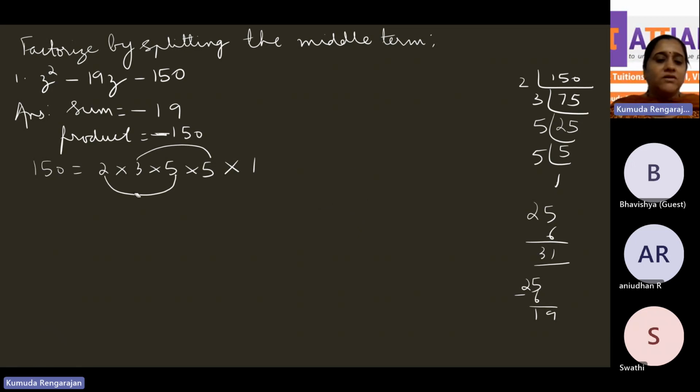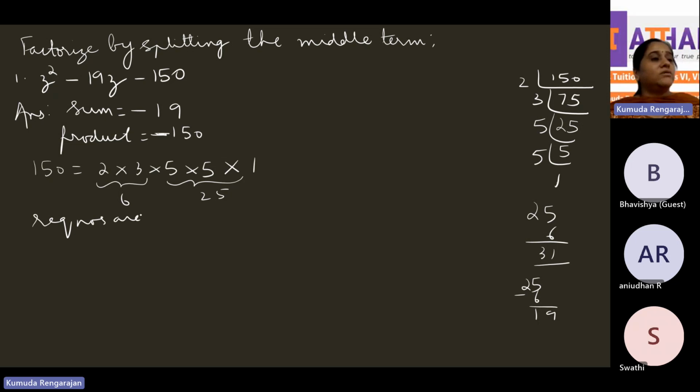So how do you multiply? The first two numbers. 2 threes are 6, and 25. So the required numbers are 6 and 25. 25 and 6, or 6 and 25, both are correct.